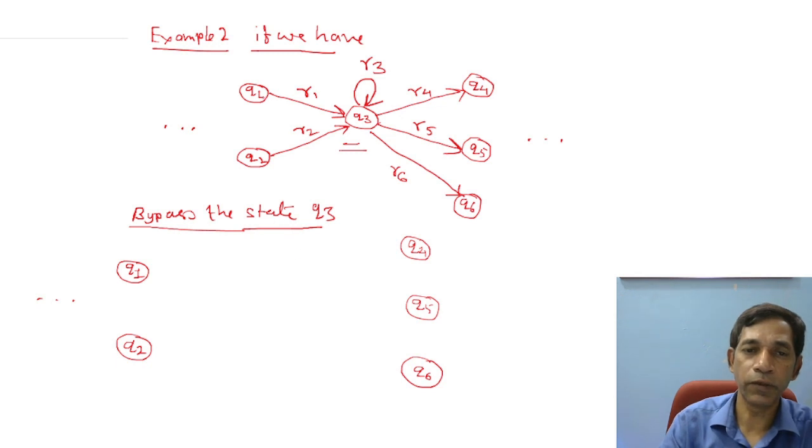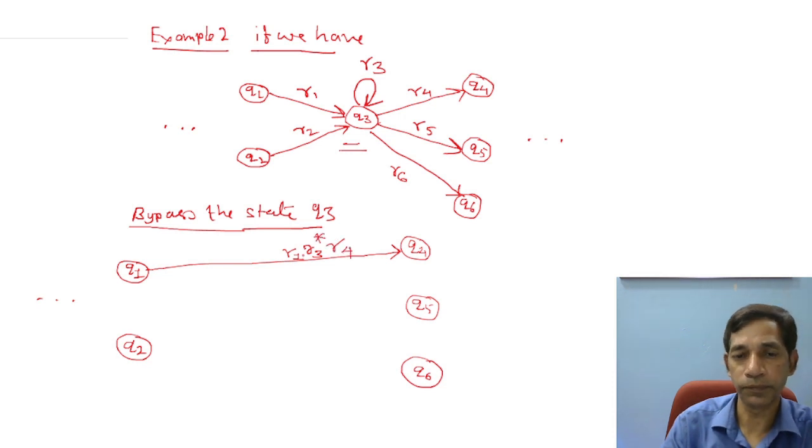Say you are at Q1, then you have the regular expression R1 and you are going to the state Q3, and you have the loop. Then one outgoing edge goes to the state Q4, means you have the direct edge from Q1 to Q4. What is the regular expression for this? You have R1, then R3 Kleene star, then R4.